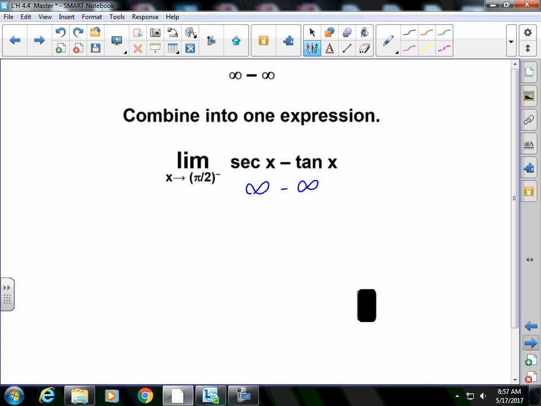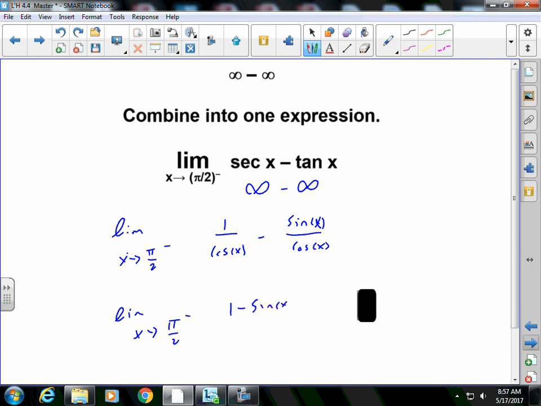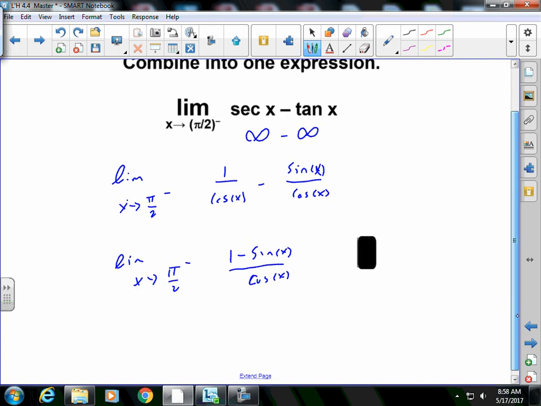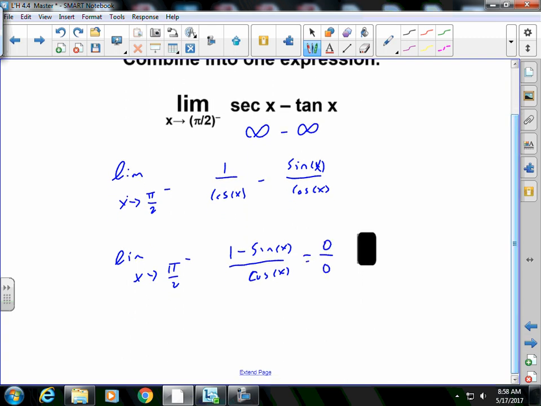That's the nice thing about trig functions. I can rewrite them in terms of sines and cosines. So I'm going to do that now. Limit as x approaches pi over 2 from the left. Instead of secant x, I could say 1 over cosine x. Instead of tangent x, I could say sine of x over cosine of x. Well, then I can combine them. I have the limit as x approaches pi over 2 from the left of 1 minus sine of x all over cosine of x. Now when I do this, I end up with a 0 over 0.